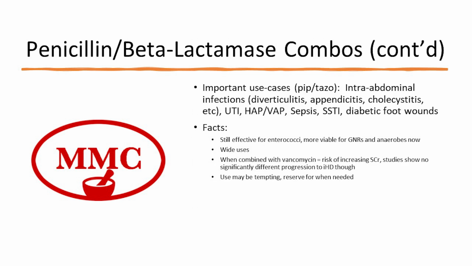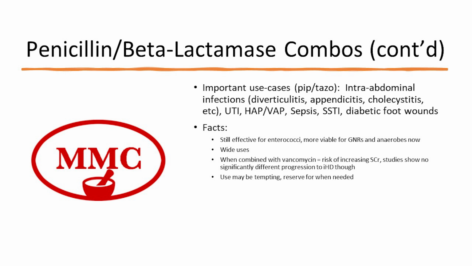And at least in terms of the Unasyn and Augmentin, they're very widely used. More on the Zosyn side of things, important use cases: we still have intra-abdominal infections like diverticulitis, but we can also add some more serious intra-abdominal infections like appendicitis, cholecystitis, etc. Still very viable for UTIs, also hospital-acquired pneumonia, ventilator-acquired pneumonia, sepsis, skin and soft tissue infections, and diabetic foot wounds. Some facts on Zosyn: still effective for enterococci, more viable for the gram-negative rods and anaerobes.